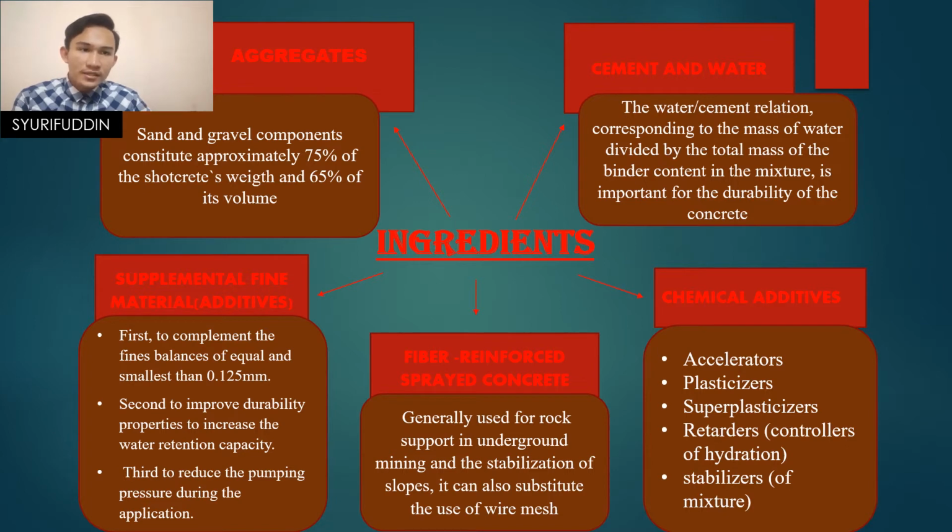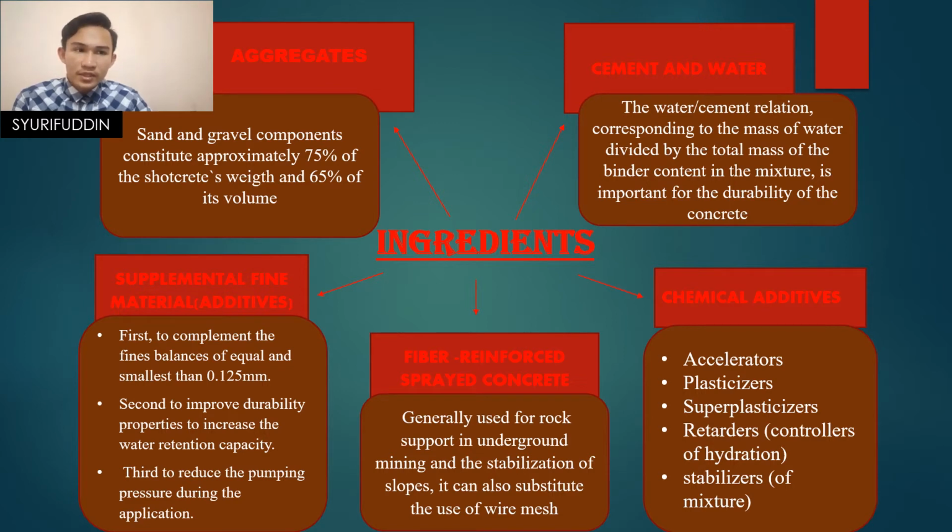Number 4 is fiber reinforced spray concrete. Spray concrete can be reinforced with synthetic or steel fiber, generally used for rock support in underground mining and the stabilization of slopes. It can also substitute the use of wire mesh.